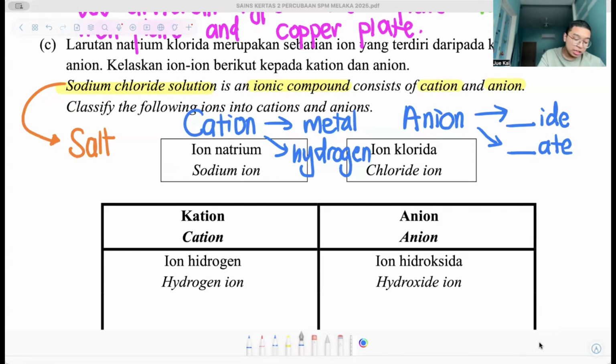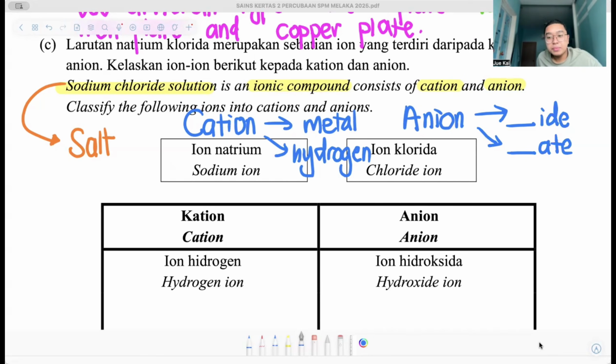If you don't trust me, you can open your textbook and confirm. If it doesn't have IDE or ATE, it is a cation. Yes, good job.